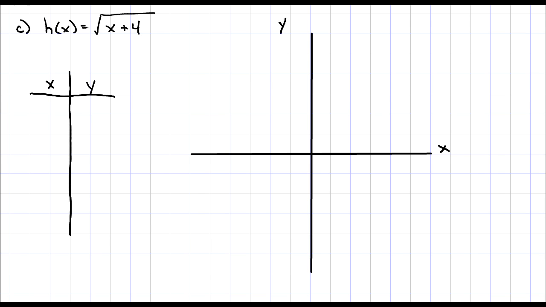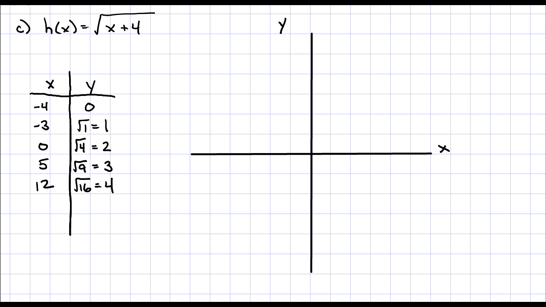Okay, so like I said, I chose values that I thought would work out nicely. So the values I'm going to choose are minus 4, minus 3, 0, 5, and 12. If I plug in minus 4, I have minus 4 plus 4, which is 0. The square root of 0 is 0. Plugging in minus 3, I get minus 3 plus 4, which is the square root of 1, and so that's just 1. If I plug in 0, I get the square root of 4, which is 2. Plugging in 5 gives me the square root of 9, which is 3. And plugging in 12 gives me the square root of 16, which is 4.